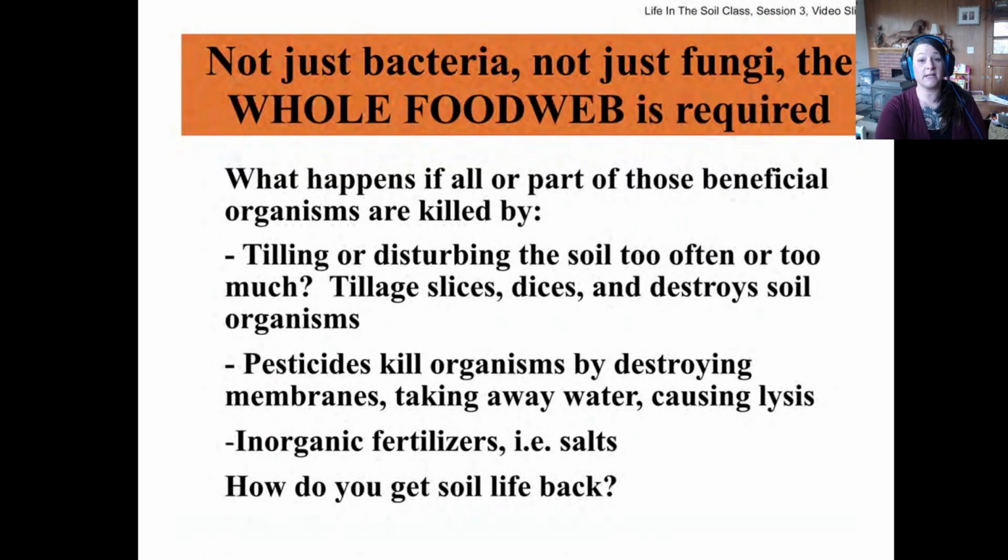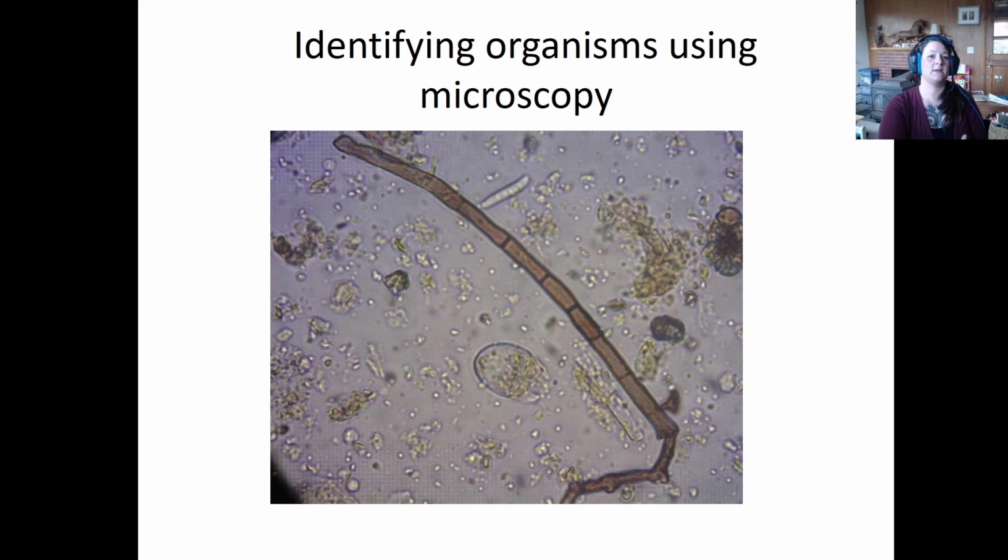We're going to actually end on this slide. So we are going to talk about how you get the life back in your soil. That's sort of going to be the third part of this PowerPoint. The next part, part 2, is going to be identifying those organisms using a microscope. And then we're going to go into how we get the life back in our soil. How do we get these organisms back in our soil?